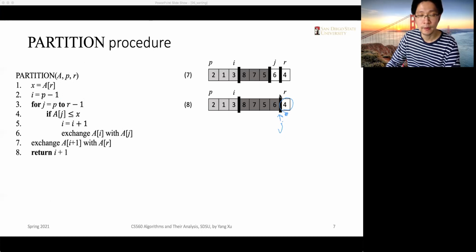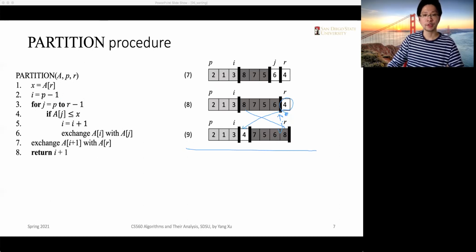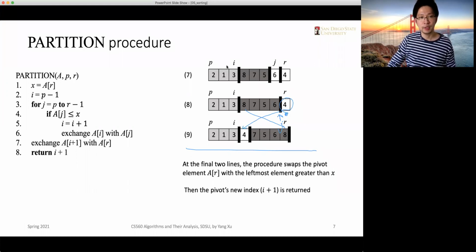So the last step at line 7 will copy the pivot to the middle by exchanging the 4 to the middle and the 8 to the last, so that now we have the whole sequence partitioned into 2 parts. The left half is the ones that are smaller than the pivot, and the right ones are the elements that are greater than the pivot. So that is how we design the procedure for partition.